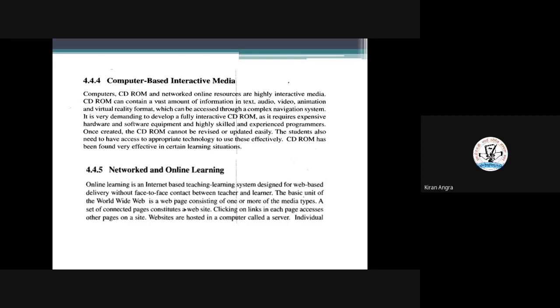You have another: network and online learning. Of course, you understand online learning is an internet-based teaching learning system. It is designed for best web-based delivery. I was talking to you about websites. What is a website? If you have a number of web pages in one place, connected to each other, they make the website.